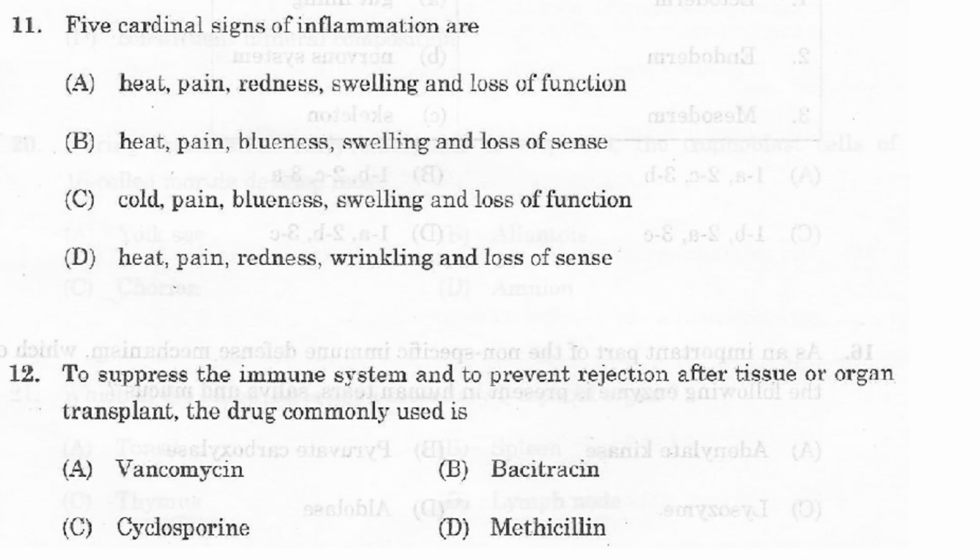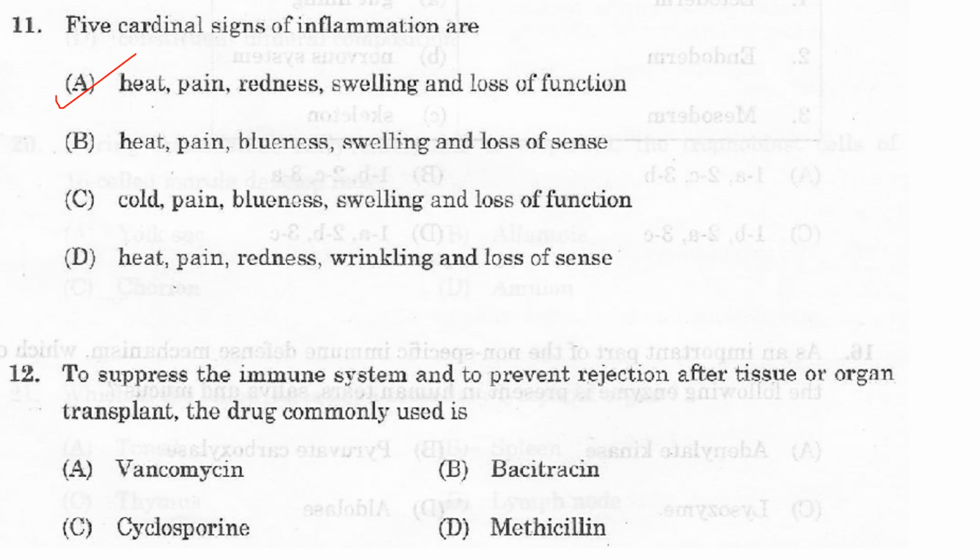The 5 cardinal signs of inflammation are, you must have read it, calor, dolor, rubor, tumor, functio laesa. That means calor means heat, dolor means pain, rubor means redness, tumor means swelling, and functio laesa means loss of function. So the answer here is heat, pain, redness, swelling, loss of function. Answer is option A.